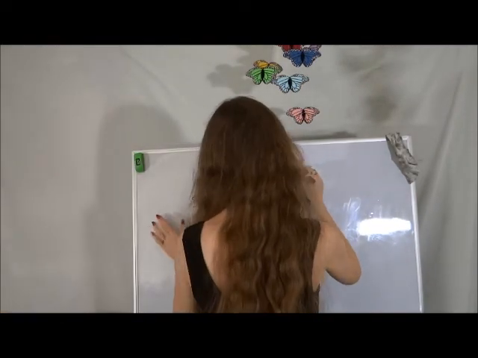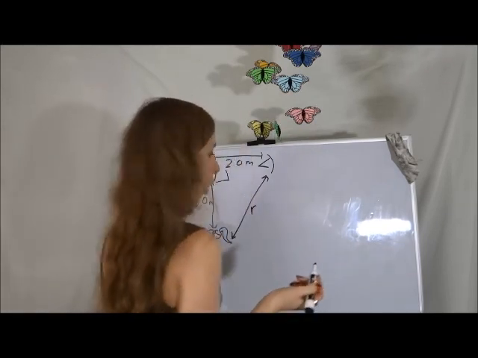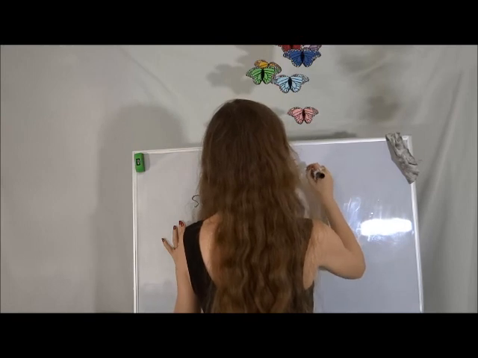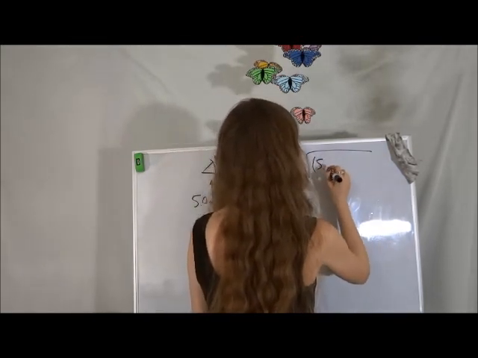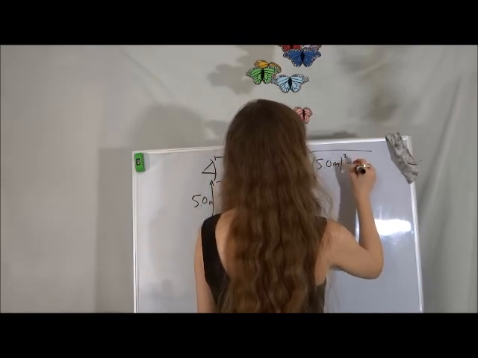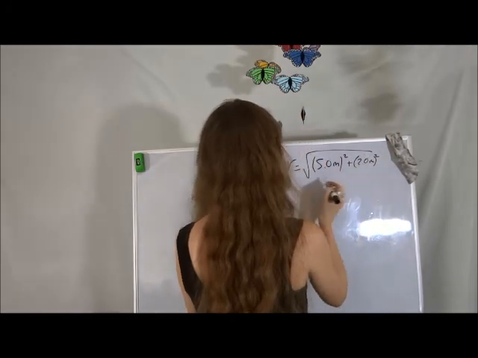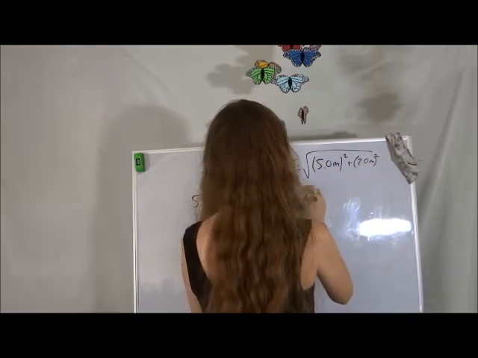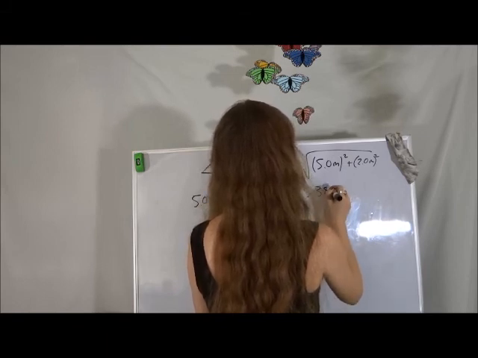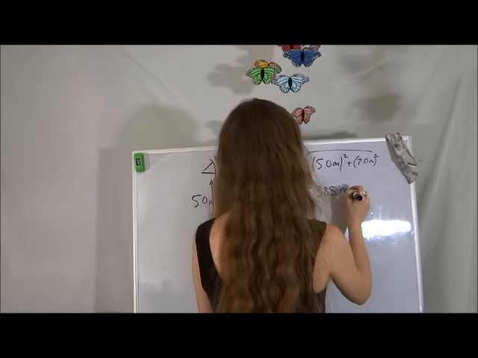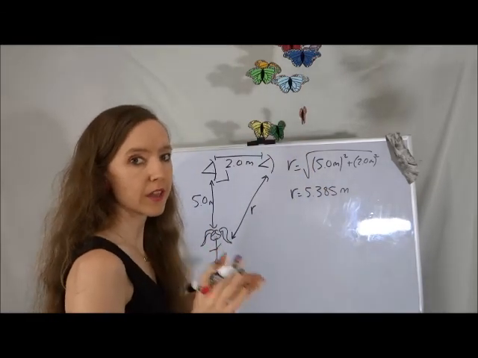So let's call this side r, and so we'll have r is equal to the square root of 5 meters squared plus 2 meters squared. Take the square root of that, and we're going to get that this distance is about 5.385 meters.